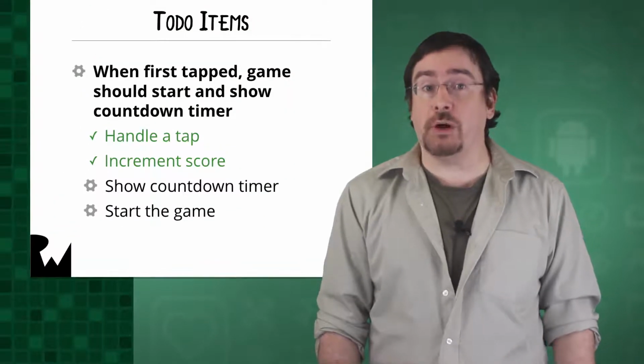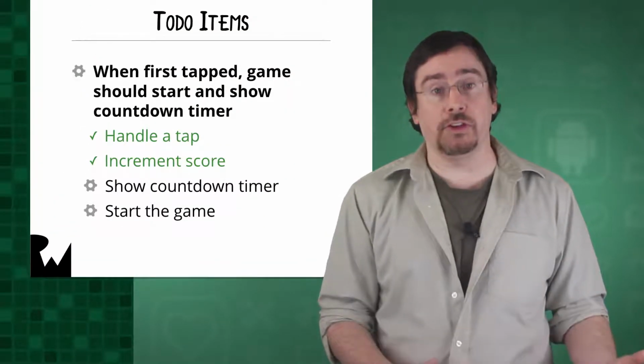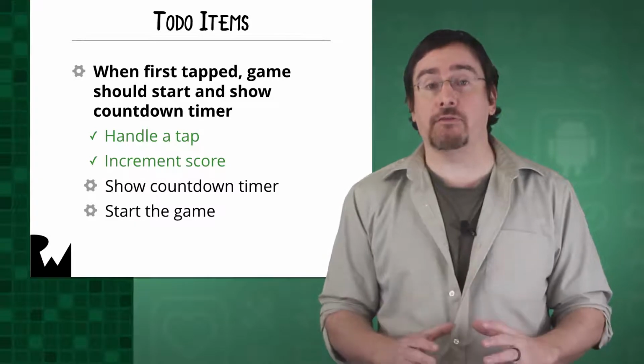Previously, we created a mini to-do list from one of our to-do items. We completed a couple of items in that list, but we still have the following left. We have to show a countdown timer, and then we have to start the game. Okay, let's look at the first item.